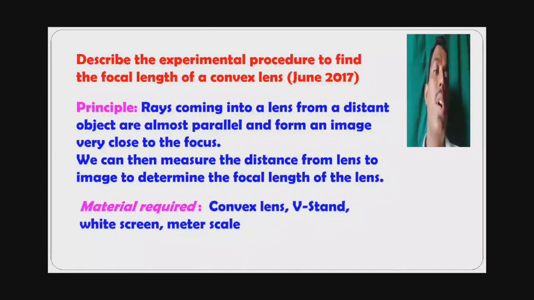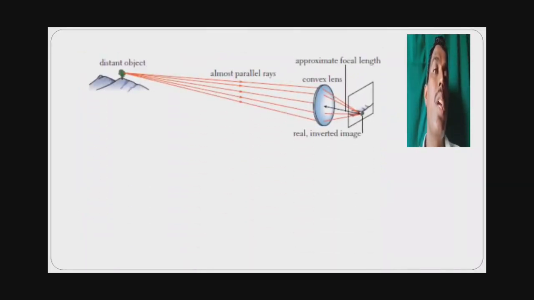Materials required. For this we need a convex lens, V-stand, white screen and meter scale. These are the required materials. Here we can see a distant object, that is a tree, and the rays coming from the distant object are almost parallel. They fall on the convex lens and undergo refraction. They will converge very close to the focus. If you find the image distance, that is equal to the focal length.